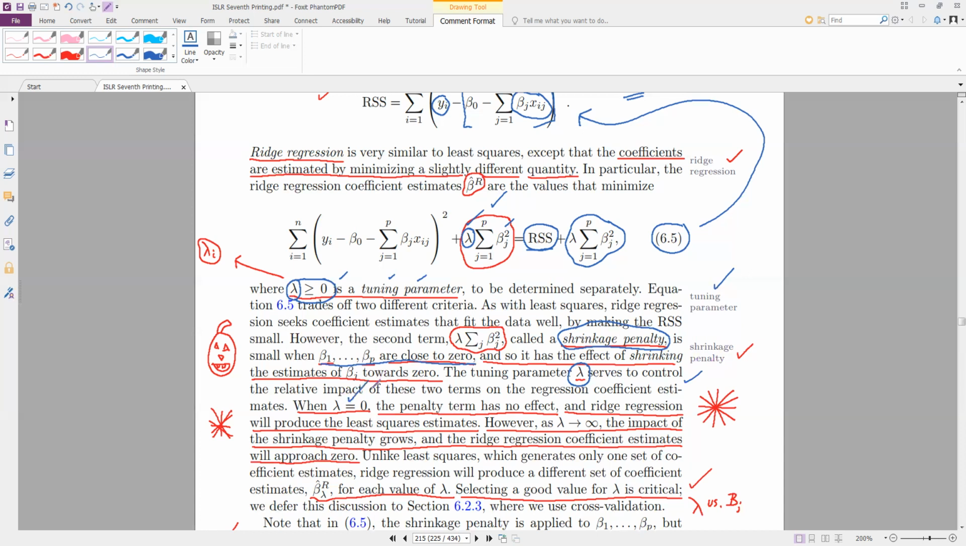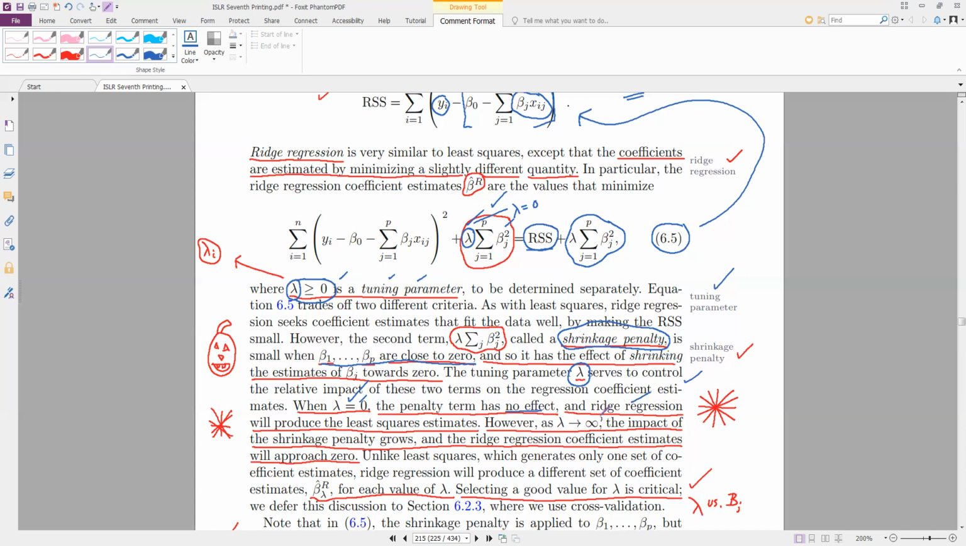And we can see that when lambda is equal to 0, the penalty has no effect. You can see this up here: when lambda is equal to 0, then 0 times whatever this sum is equals 0. So under the case that lambda is equal to 0, the penalty has no effect, and ridge regression will produce the least squares estimates. That makes sense just by looking at the equation. You set lambda equal to 0, you're getting least squares estimates. You set it to a number greater than 0, you're not getting least squares estimates, you're getting ridge regression estimates.